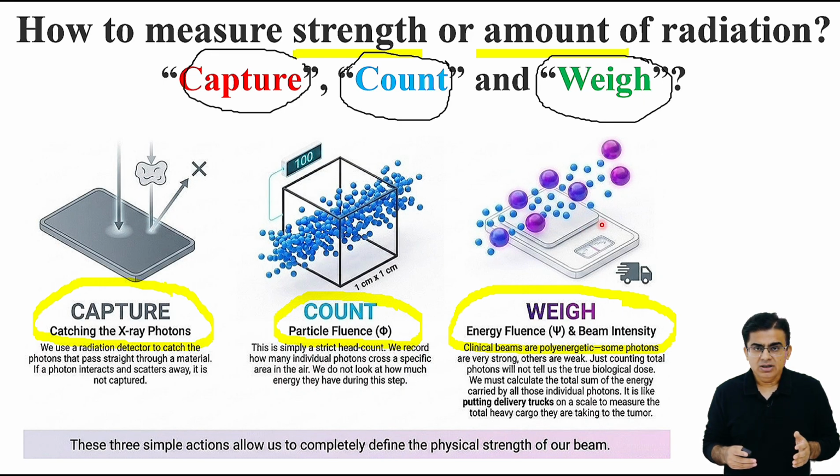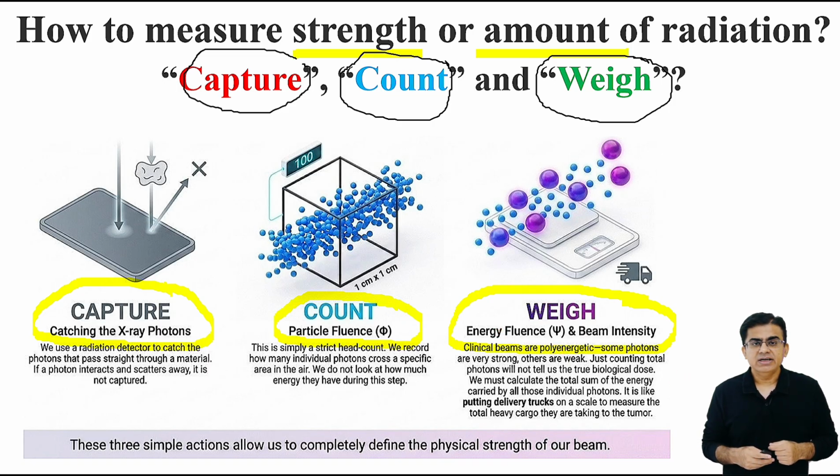Because they are not equal, just counting them is not enough. A simple count does not tell us the true biological dose. We must calculate the total sum of their energies. We add up the energy carried by all those individual photons having different energies. Imagine this total energy passing through our 1 centimeter square every second. That measurement gives us the true intensity of the beam. This is also called the energy fluence rate.